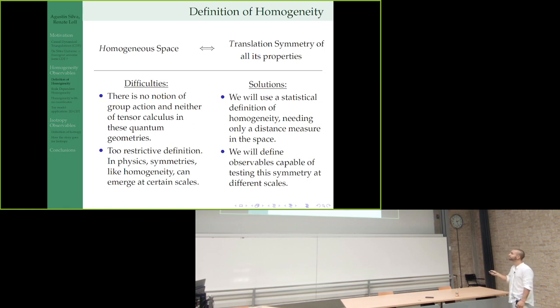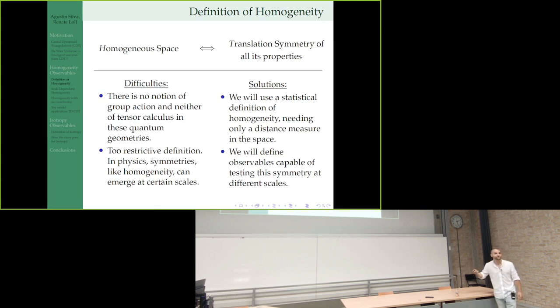A homogeneous space is a space that has translation symmetry of all its properties. Now, this has some difficulties because there is no notion of group action in these very non-smooth geometries. And as I said, there is no tensor calculus. How do you apply a translation if you don't even have coordinates? And also, this is a very restricted definition.